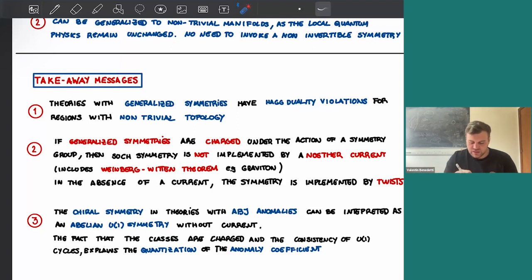The chiral symmetry in theories with ABJ anomaly can be interpreted as an abelian U1 symmetry without a current. And the fact that the classes are charged, and the consistency of the U1 cycles corresponding to the chiral symmetry and the 't Hooft loops, explains the quantization of the anomaly coefficients. And well, that's essentially everything I have to tell you today.